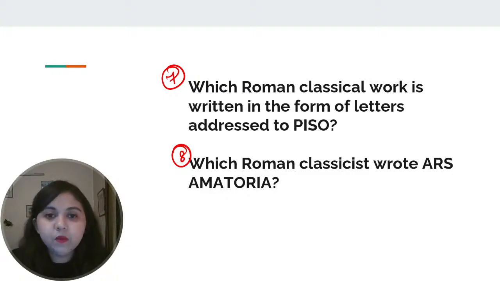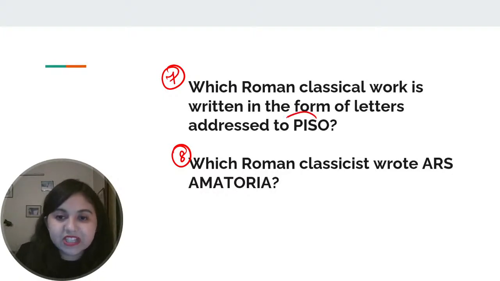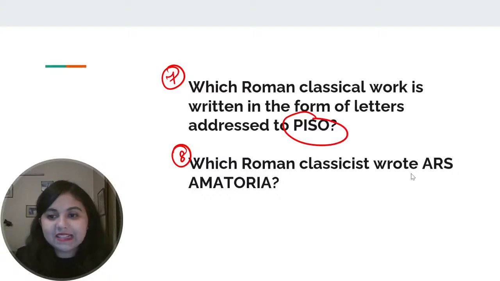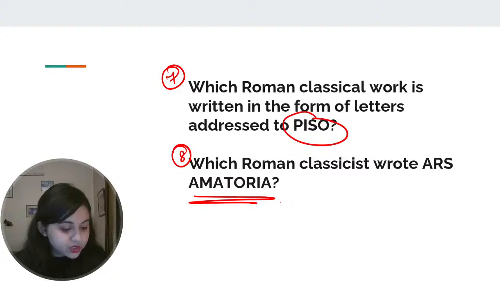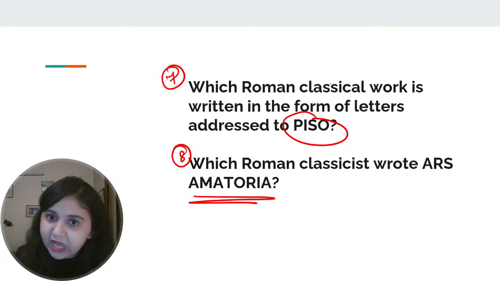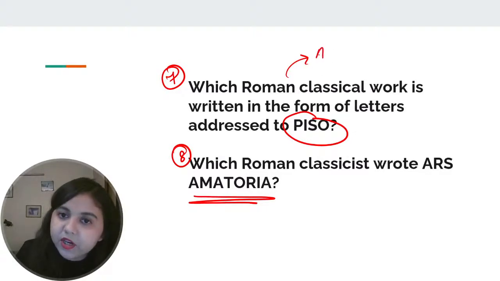Which Roman classical work is written in the form of letters addressed to Piso? And which Roman classicist wrote Ars Amatoria? Very, very quickly, very simple questions. I don't really think you should require a lot of time for this. Excellent. So Horace's Ars Poetica, or Art of Writing Poetry, is the right answer.